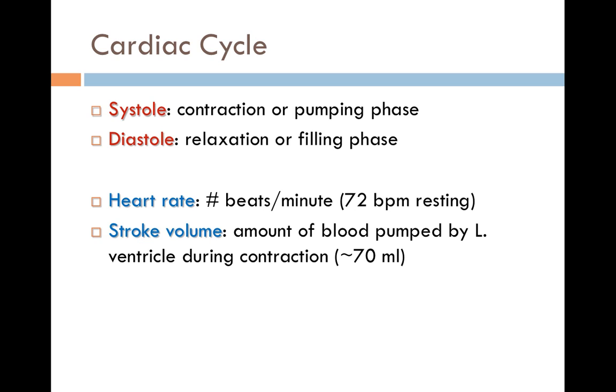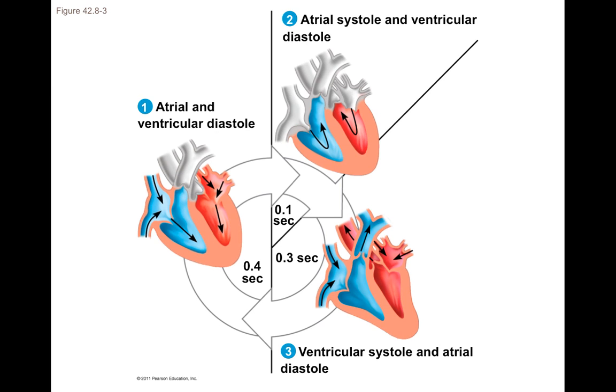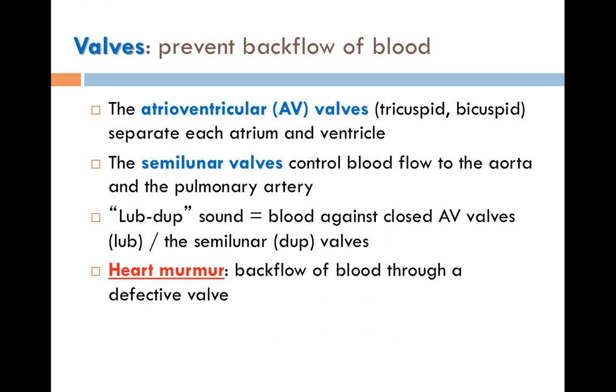Your stroke volume is the amount of blood pumped by the left ventricle during contraction. It should be about 70 milliliters. If it's below that, your ventricle's not pumping enough, and then your heart will have to pump extra to compensate. This is just showing you the time it takes for your heart to pump. It does not take very long. If you've ever felt your heartbeat, it's like a boom, boom, thud, thud right after each other.